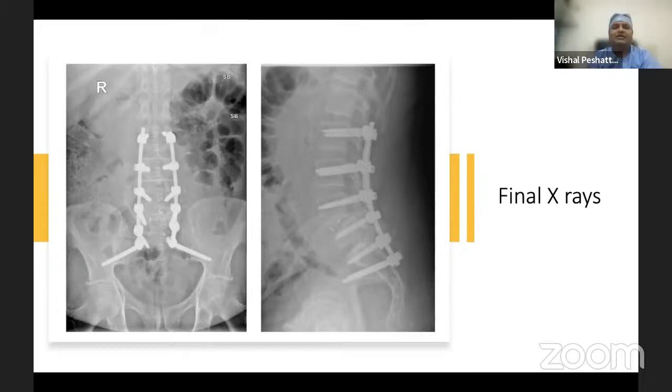You actually committed all your cards here on sacropelvic fixation. But with the sacropelvic fixation, the whole thing is sitting on the sacrum. And if you don't have a 360-degree fusion there, there is a chance that it may fail. I'm not saying it will.